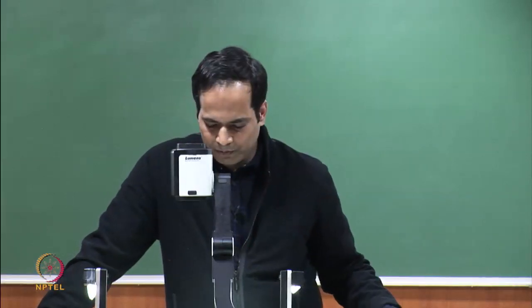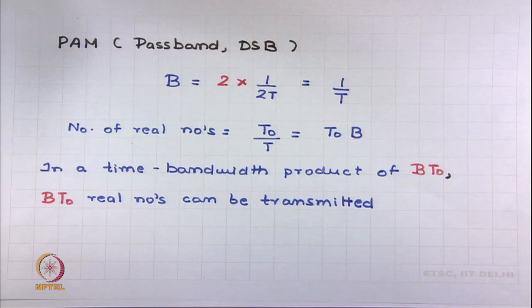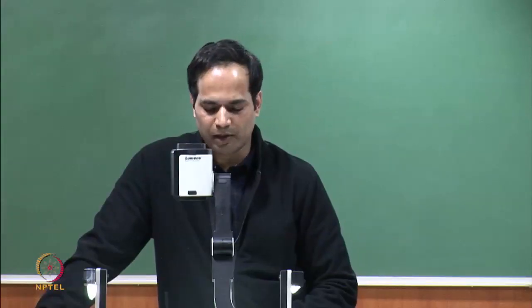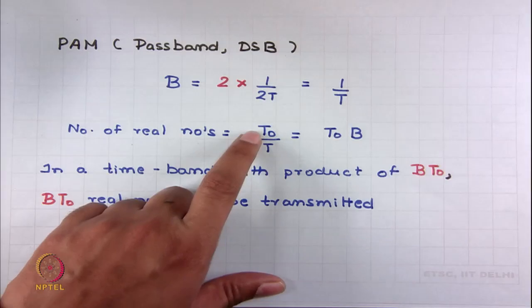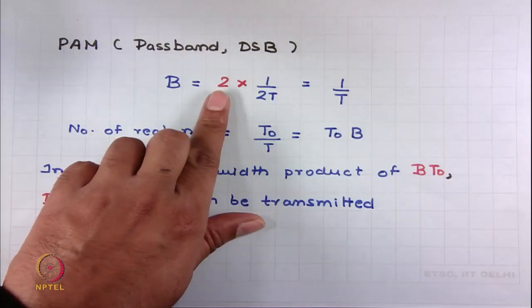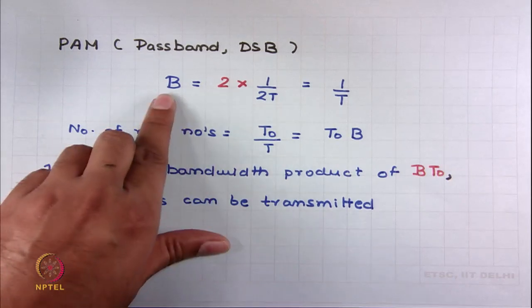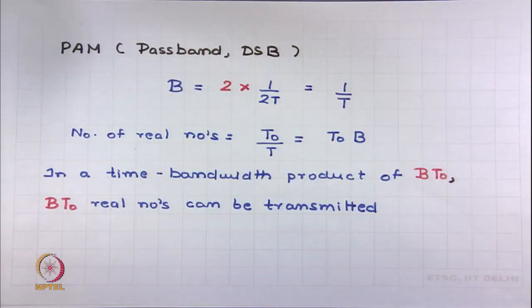All right. So, now what happens in the passband PAM? We have been talking about the baseband PAM so far. In passband PAM, what would happen? The minimum bandwidth that you would require would be 2 times 1 by 2T, because in a double sideband modulation scheme, bandwidth inflates by a factor of 2, and hence B is 1 by T, isn't it?